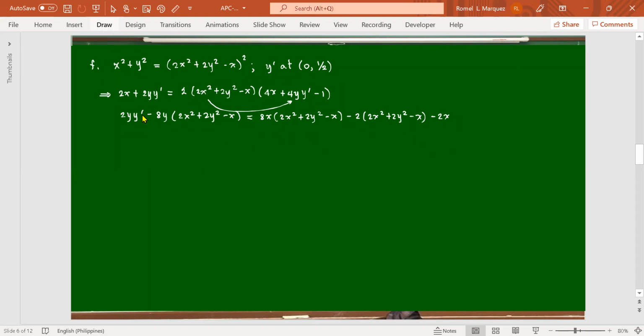Pa-factor out ko na yung y prime, kasi common yung y prime sa left side. This is 2y. Everything is what? I need to erase this now. Y prime. Okay, guys? 2y, y prime. Okay. This, when multiplied here, there is y prime also. Minus. Am I right? So, what is the y prime, guys?